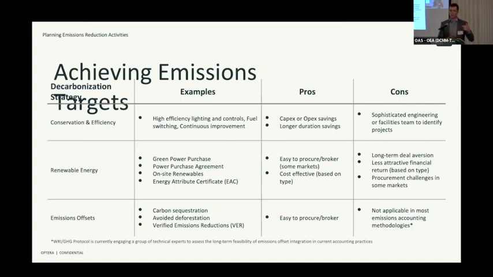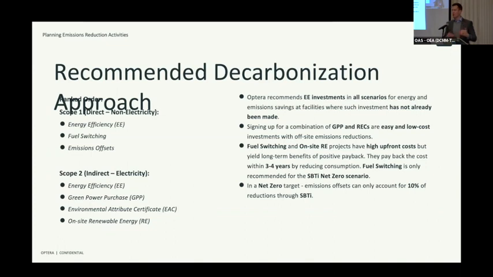Those first two, energy efficiency, conservation, and renewable energy, should absolutely be the place that organizations are focusing on for their decarbonization. So how do we rank them? I kind of went through it in the other slide, but scope 1: energy efficiency, start with that. Fuel switching, absolutely. And then emissions offsets. That's going to be your rank order of how you decarbonize your scope 1.